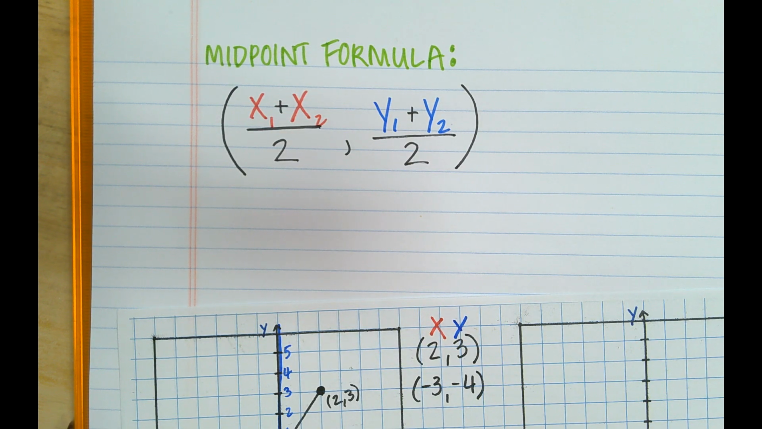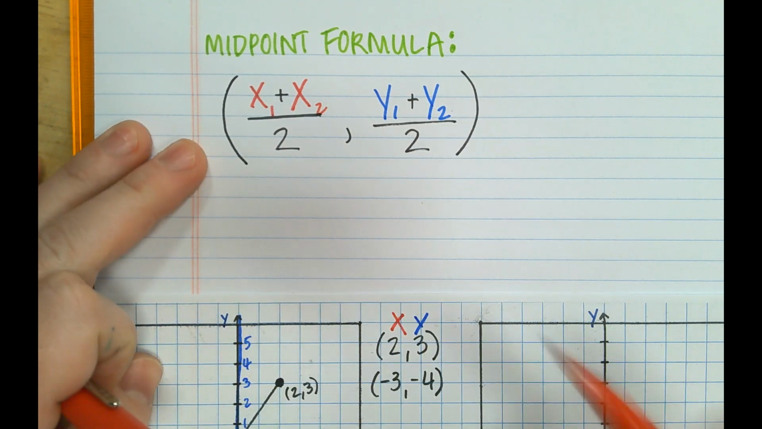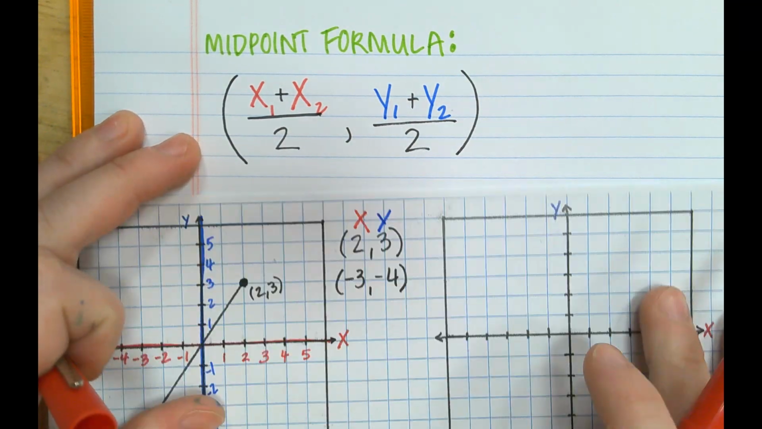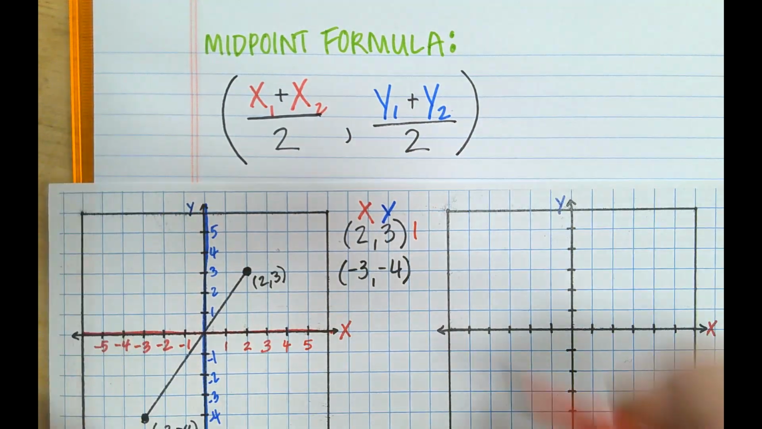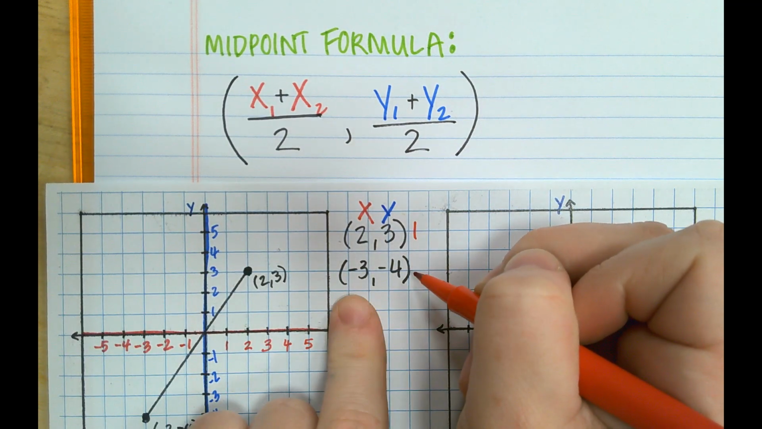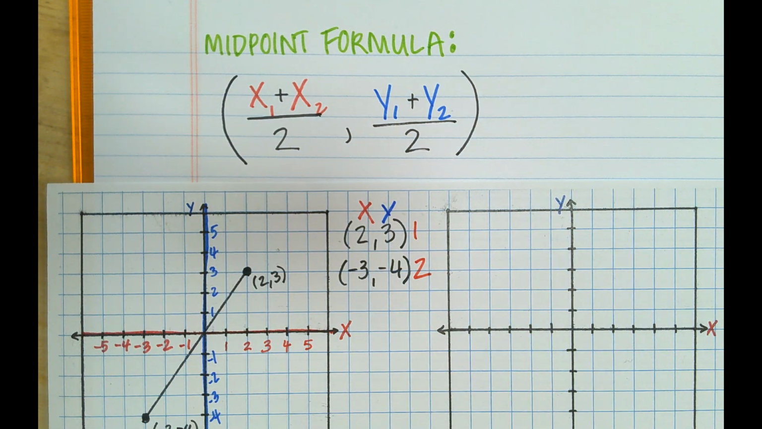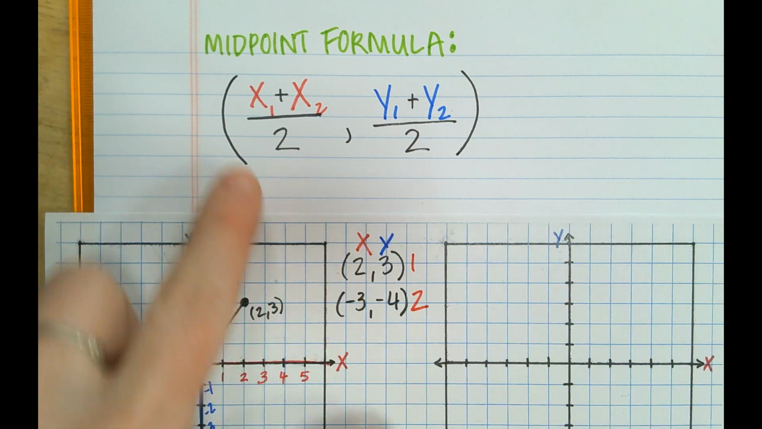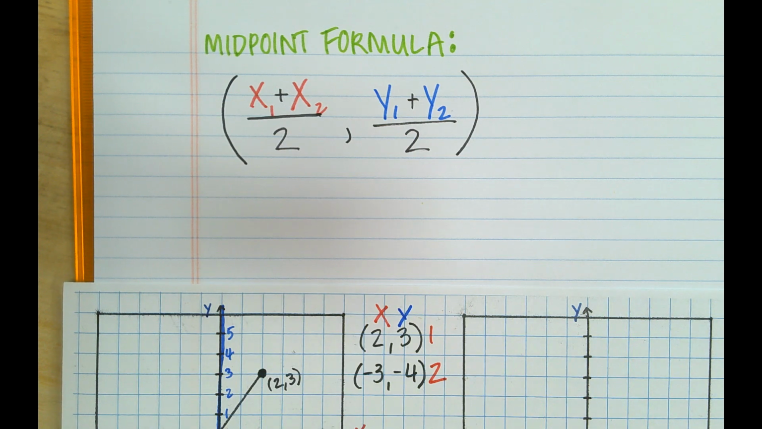You want to try to use it? Well, we're going to do it anyway. So let's try it. Let's call (2, 3) our first coordinate. And we'll call the negative coordinate our second one. So let's plug these into our formula now.